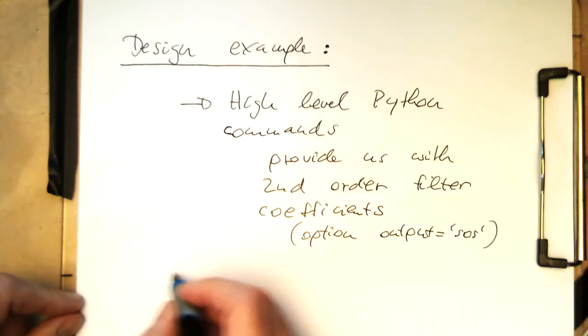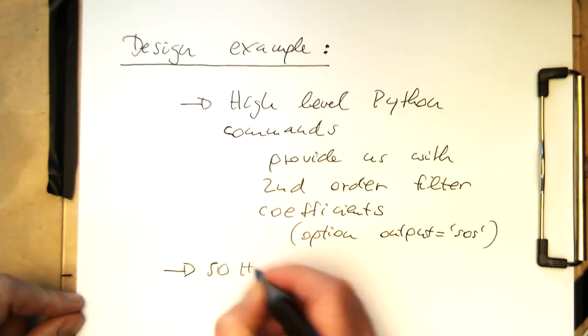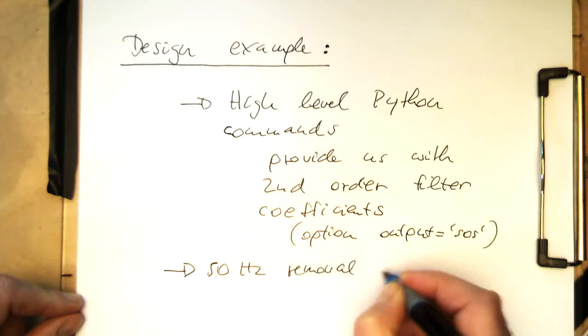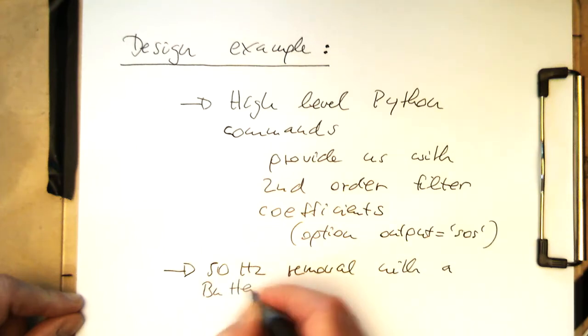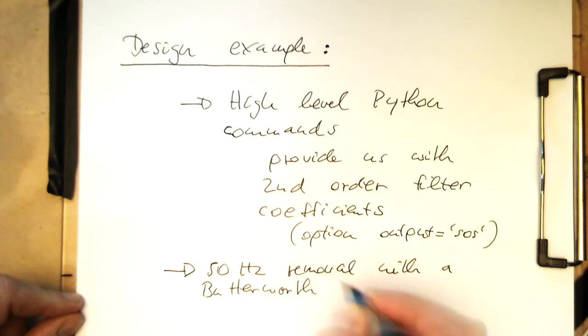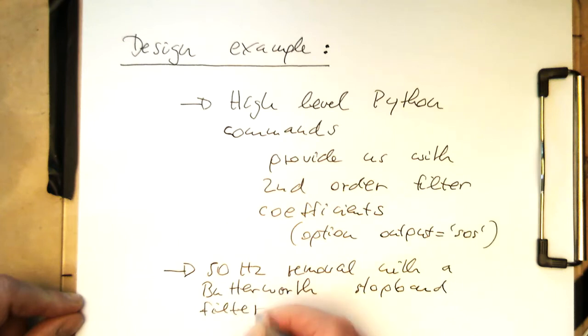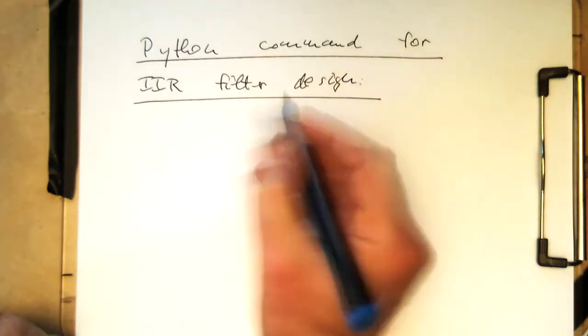And so the actual example is as usual, what we always do here: 50 hertz removal with the Butterworth stop band filter, and then we are creating these chains of these second order filters. So we had this already before.